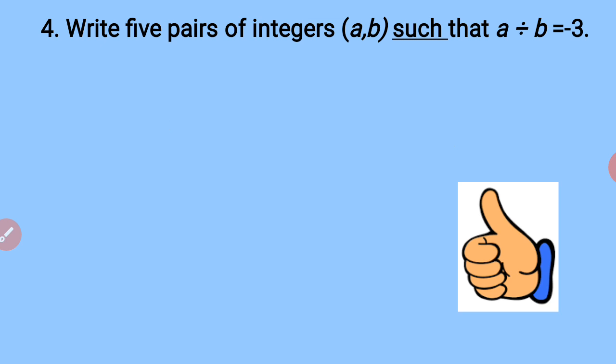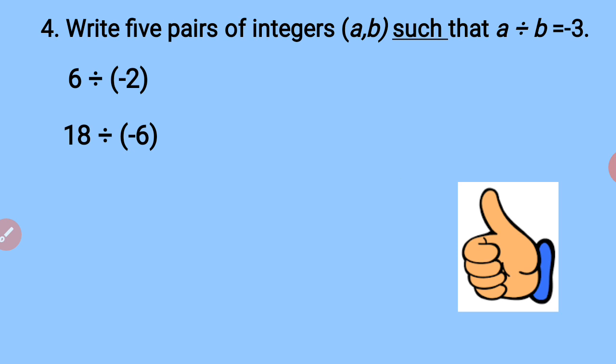Now question number 4. Write 5 pairs of integers a, b such that a divided by b equals minus 3. Now children, this is an open-ended question. Open-ended question means you have a choice to select your answer. There will be multiple answers for the same question. Any two numbers which when divided will give you minus 3 as an answer.